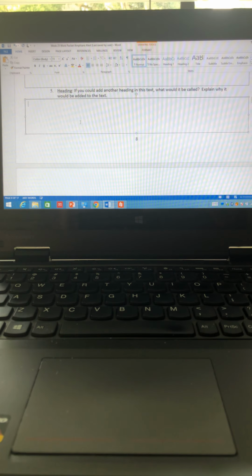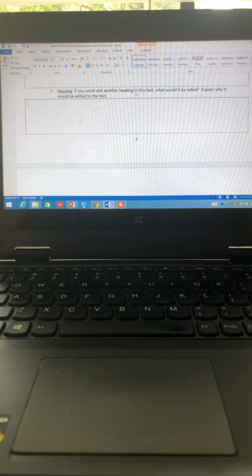And number 5, I want you to pretend that you are part of the authors who wrote this article. If you can add another heading, what would the title be called? And why would you call it that? Remember that headings begin with a capital letter, just like a title. And it's got to be something that makes sense with the article. This is the final part of your lesson today.